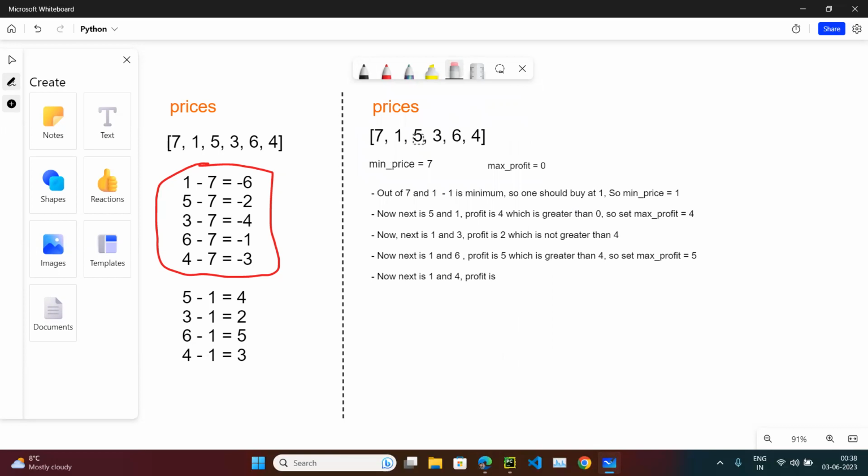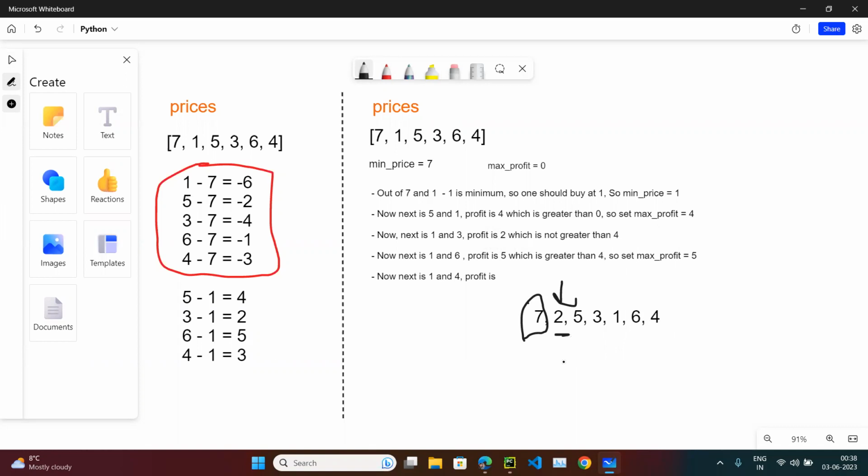You may question, let's suppose the array is 7, 2, 5, 3, 1, 6, 4. Now, minimum price is 7, which is perfectly fine. Then we are checking 2. Out of 7 and 2, 2 is minimum. Then we don't need to check 7 with all the elements. Then we will start from the 2.